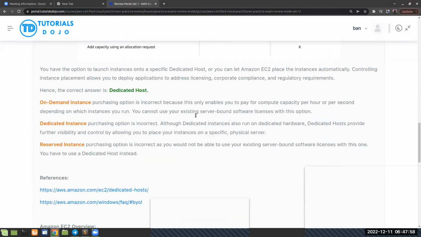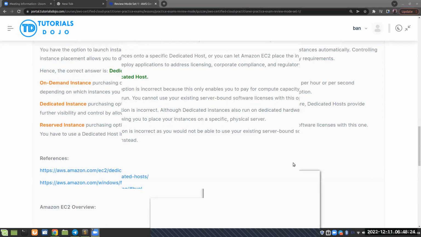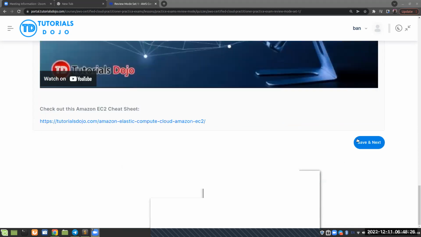So the others won't work. Reserved instance doesn't have that possibility to bring your own license, just like on-demand. Dedicated instance doesn't allow control and visibility as with dedicated host. So it's learning about those key instances and their differences.